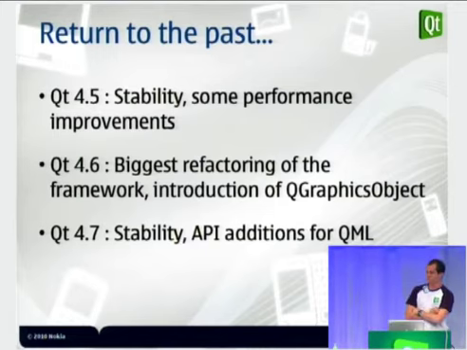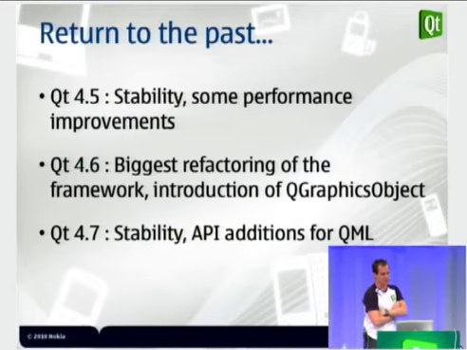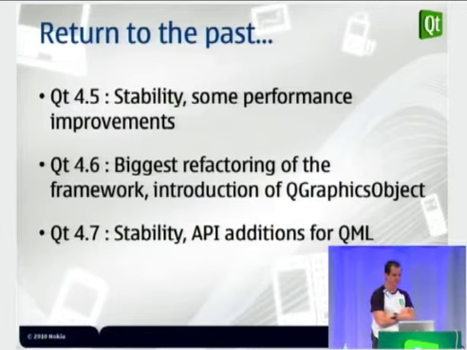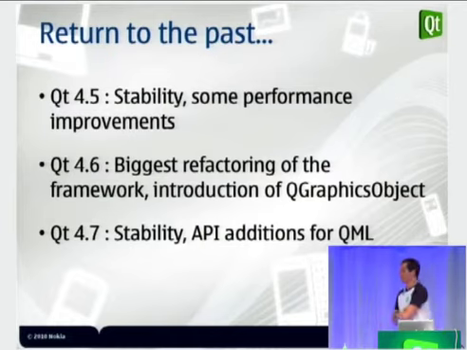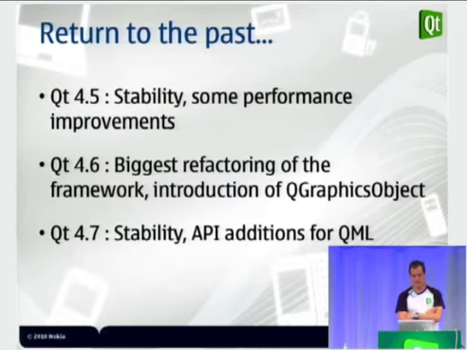In Qt 4.7, it was mainly stability after the biggest refactoring that we did in 4.6: bug fixing, little API additions for QML, and some little tweaks for performance, trying to do our best, basically. And since QGraphicsView is widely used in Nokia, at least for MeeGo and Symbian 4, we got a lot of feedback from them as well, so I was working hard to fix what they were asking for.